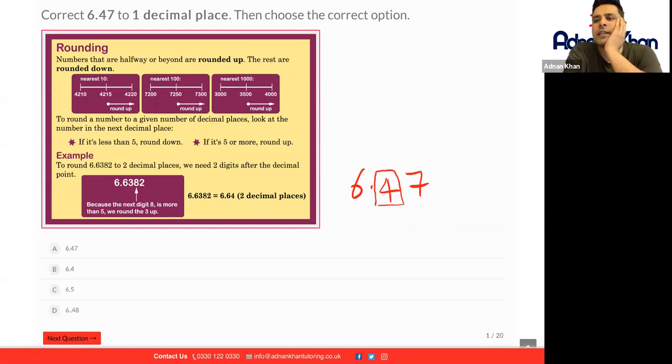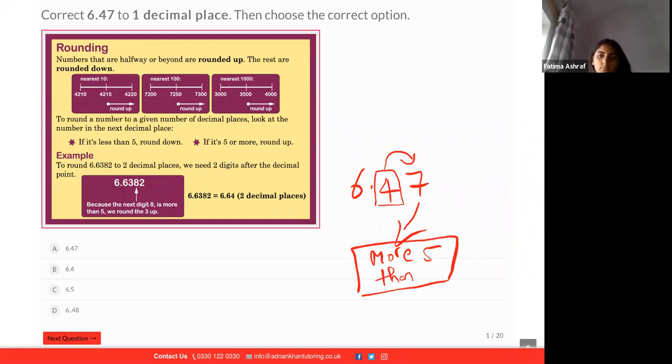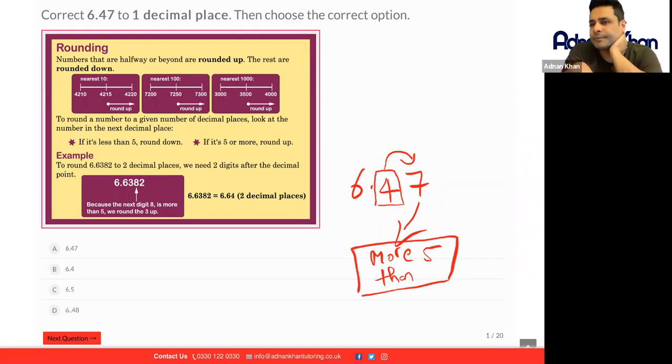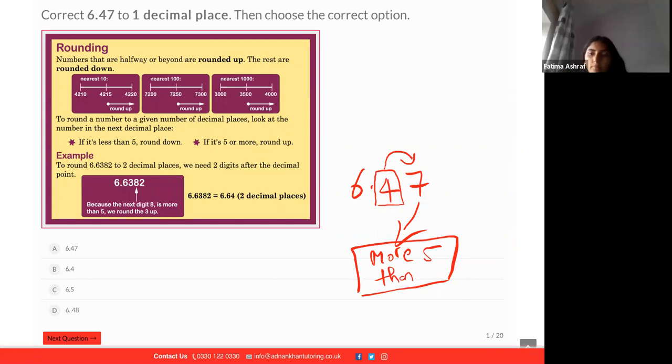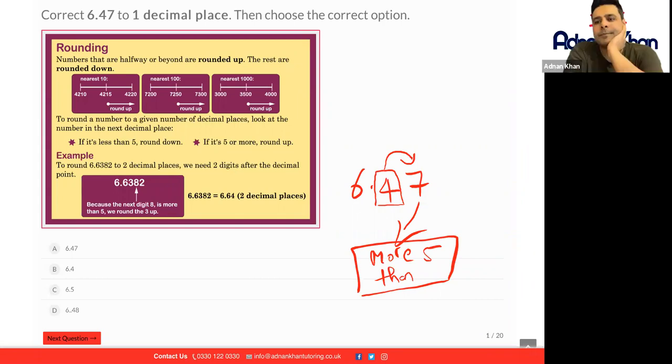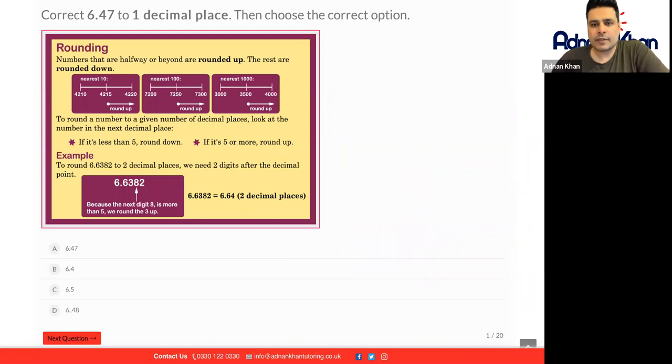Well, we look at the digit after the decimal point to find if it's more or less than 5. So this is more than 5. And what do we do if it's more than 5? We round it up. And which digit do we round up? We round the 0.4 up. Yes, and it will become? 6.5. 6.5, well done, that's better. So let's choose 6.5 as our answer.